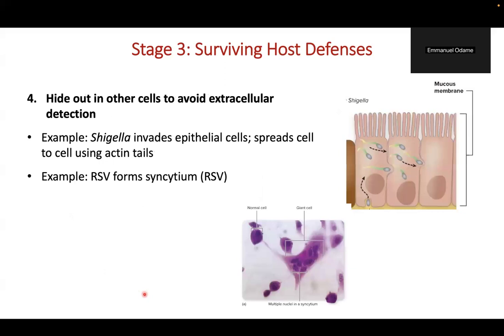The fourth one is that they hide out in other cells to avoid extracellular detection. One example is Shigella. Basically, you have a Shigella, and it invades epithelial cells by spreading from cell to cell through actin filaments. So you have it here. It enters the epithelial cell and then invades through actin filament, moving from one cell to another cell.